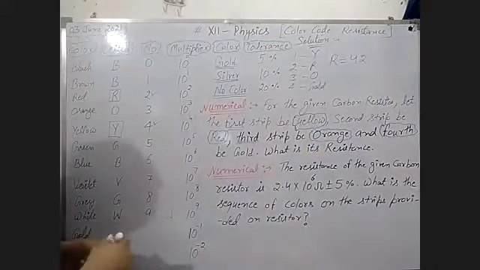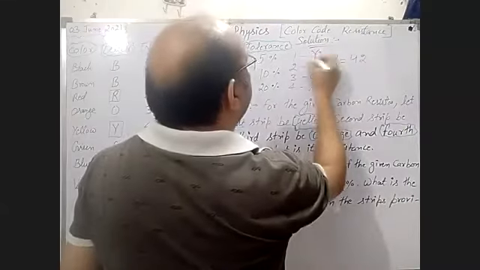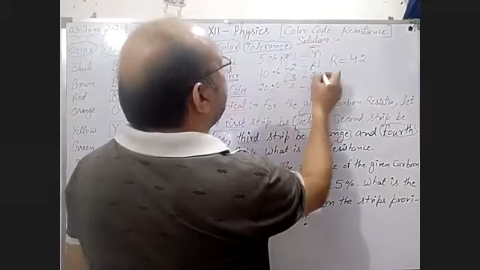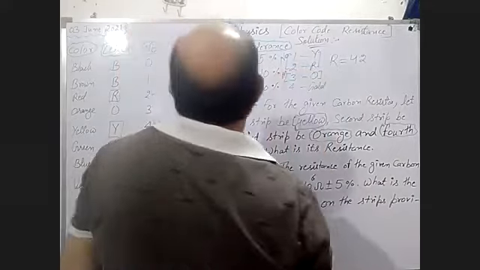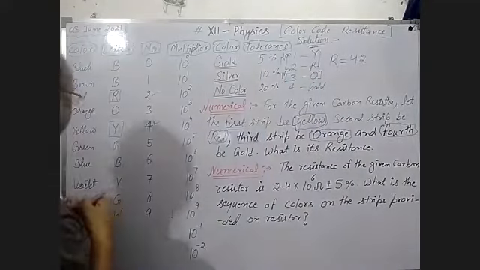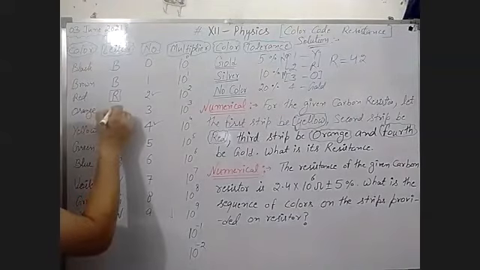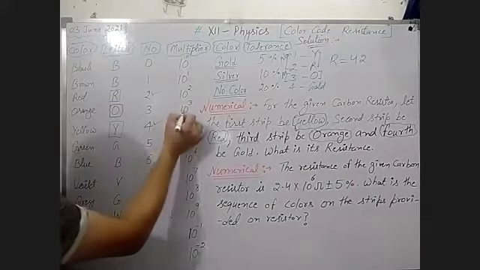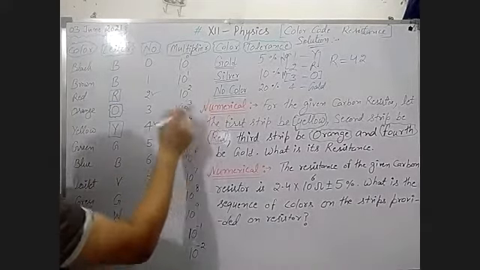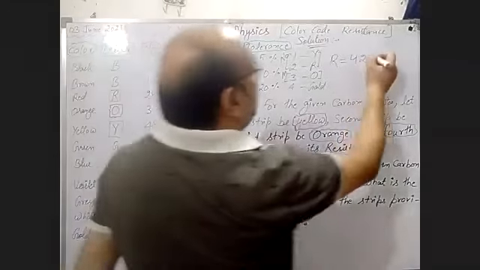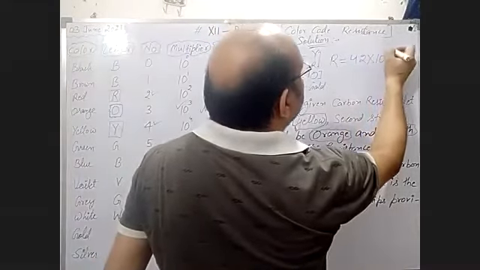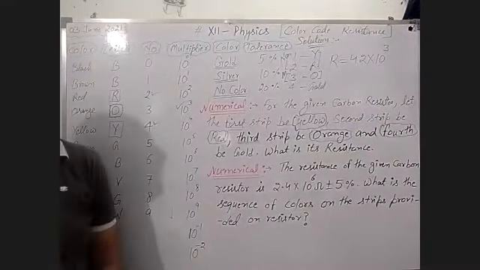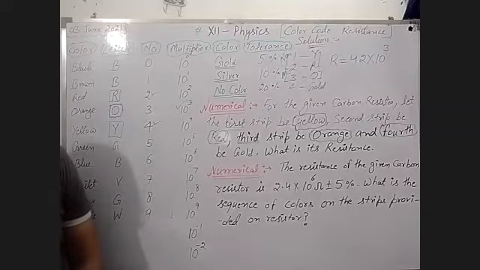Now the third color. The first two are taken by number, but the third one you have to take by multiplier. The third color is orange, and orange has multiplier value 10 raised to the power 3. Now multiply this by 10 raised to the power 3. In this way, 42 into 10 raised to the power 3 up to the third color.